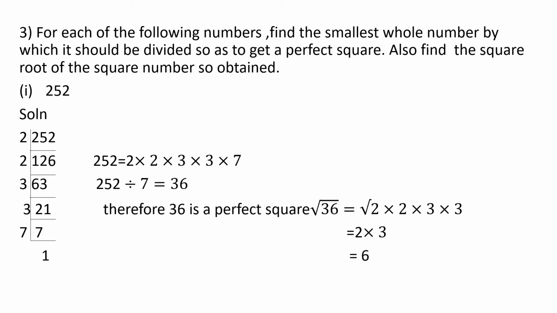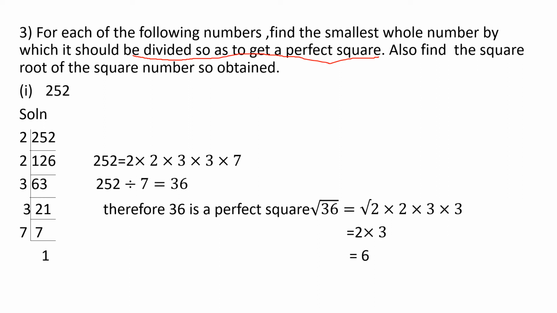Now, next problem. For each of the following numbers, find the smallest whole number by which it should be divided so as to get a perfect square. The previous example was where we multiplied by a whole number to get the perfect square. Here, we want to divide the number to get the perfect square. Then for this also we want to find the square root.